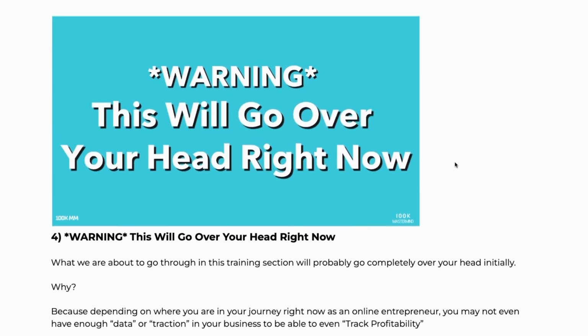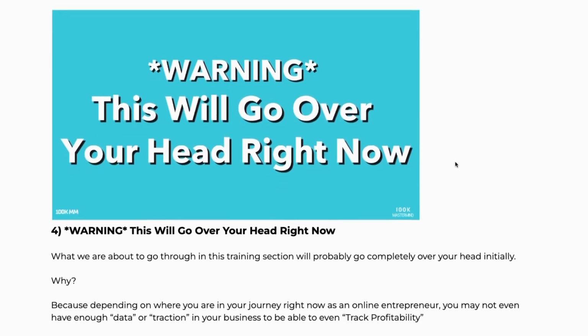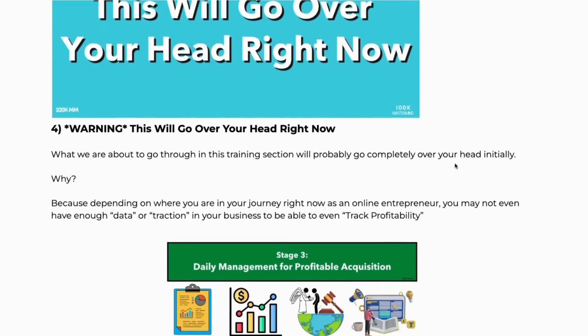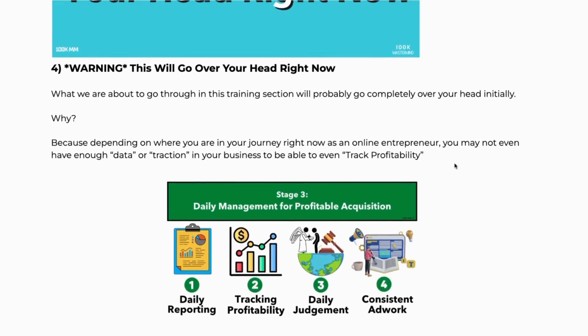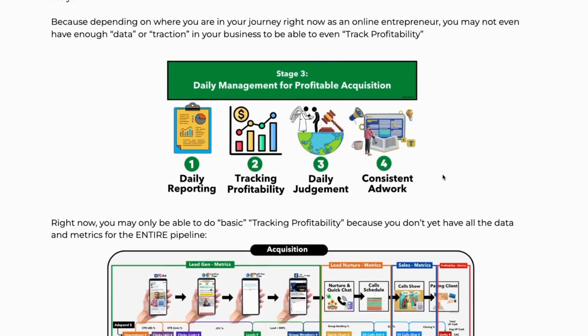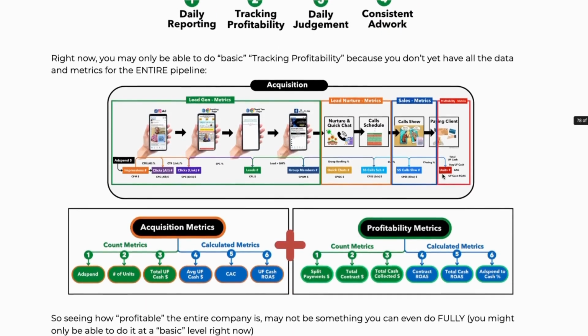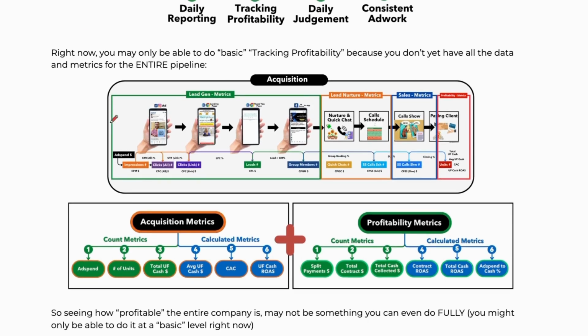Why? Because depending on where you are in your journey right now as an online entrepreneur, you may not even have enough data and enough traction in your business to actually track profitability, right? Right now, you might only be able to do basic tracking of profitability inside of your business. You might only have something like ad spend, impressions, clicks. You might not even have any calls booked yet. You might not have any units that you've closed yet, all of that stuff, right? And so that's what we say basic profitability.